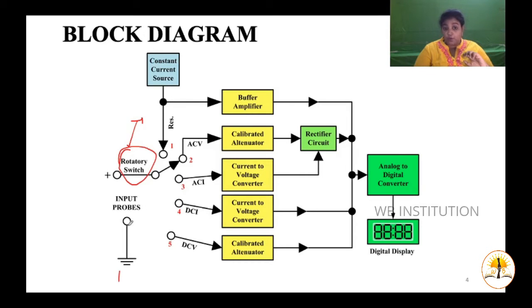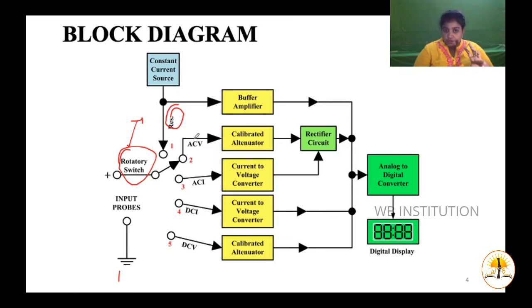Now, what are the input probes? The red and black probes are your input probes. So this is your input supply. Next you can see some five lines over here. This one is to measure the resistance. In order to measure your resistance, this circuit is working.